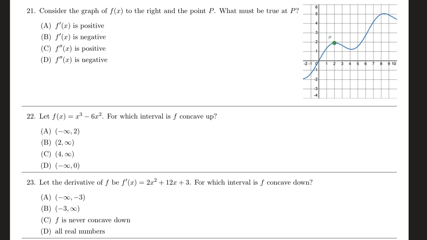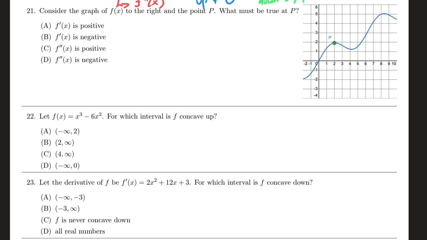The last learning objective in this video that we'll cover is 5.6, so determining concavity of functions. Concavity has to do with the second derivative. Remember, concave up is when the second derivative is positive and it looks like a cup, and concave down is when the second derivative is negative and it looks like a frown.